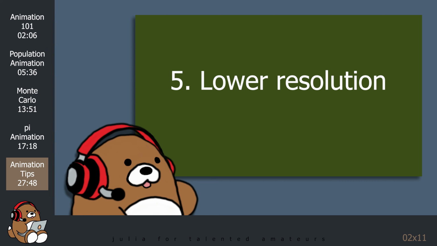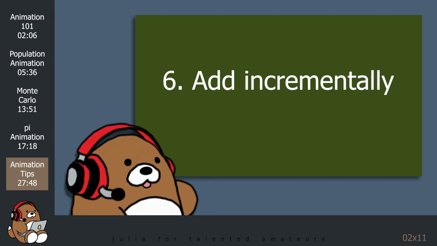5. Select a smaller scene resolution. Both of my examples were made for a 4K monitor, but in many cases, an HD resolution or smaller may be sufficient, and will result in a much smaller file size. 6. Add incrementally to existing plots. Don't try to replot everything for each new frame. Conserve resources by adding incrementally to existing plots.